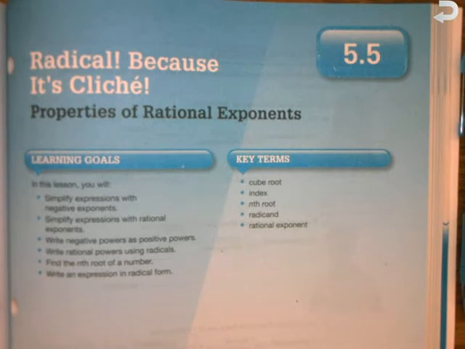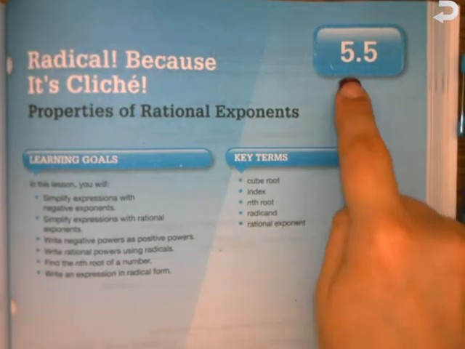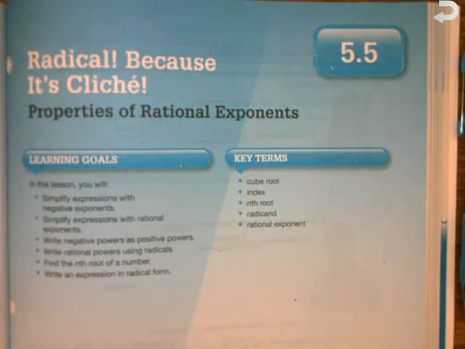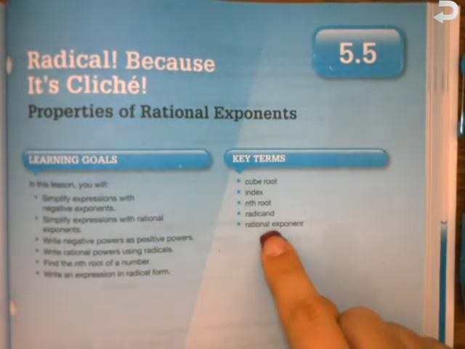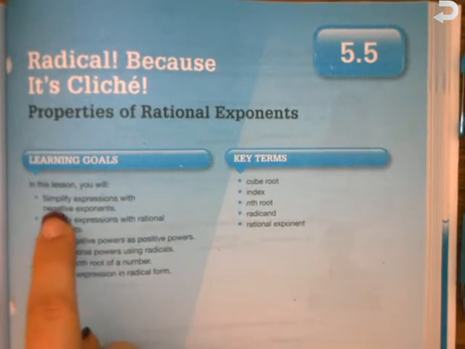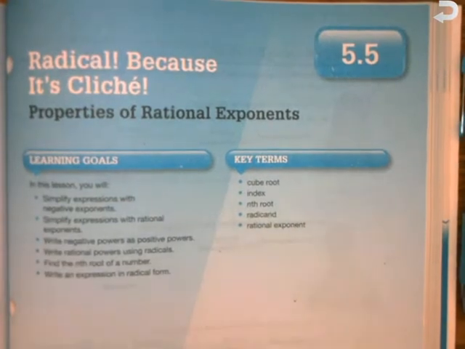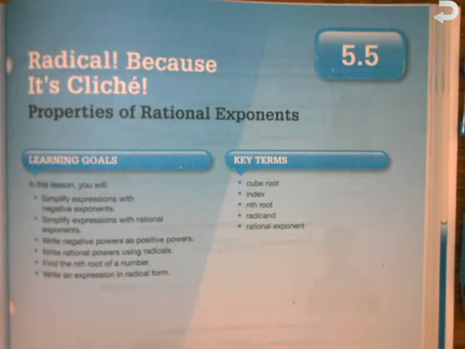So for 5.5, we're going to be looking at properties of rational exponents. We're going to have several definitions, so make sure you have your blue paper handy and a highlighter. We are going to simplify expressions with negative exponents.